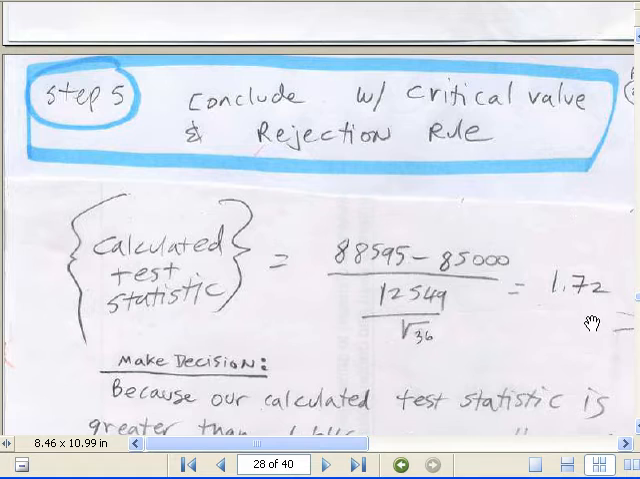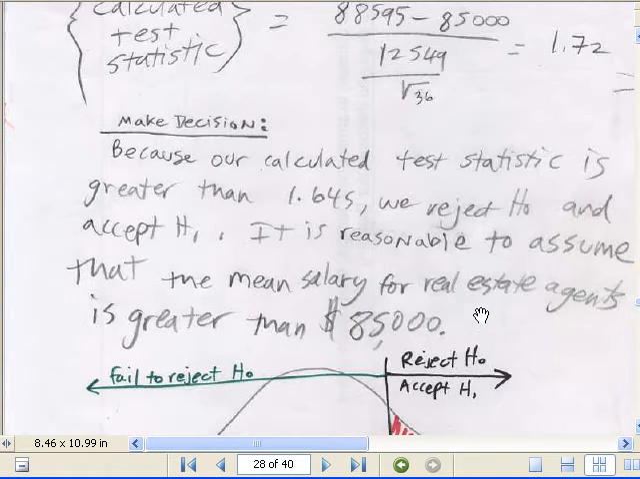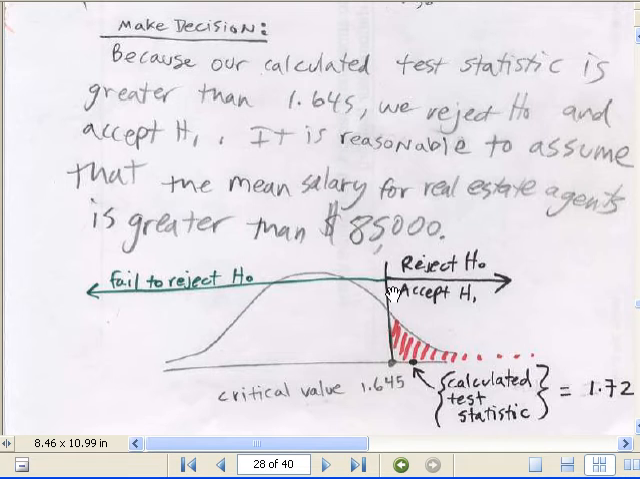we are going to, when we do this example, we'll calculate 88,595 minus our 85,000. There's our standard error. We calculate a z. So for this value right here, 88,595, that's our sample mean. We got a z, which is the number of standard deviations above, of 1.72. So we make our decision. Because our calculated test statistic is greater than 1.645, we reject H sub 0 and accept H sub 1. It is reasonable to assume that the mean salary for real estate agents is greater than 85,000. And there's a picture. There's our hurdle, right? Critical value. There's our test statistic.